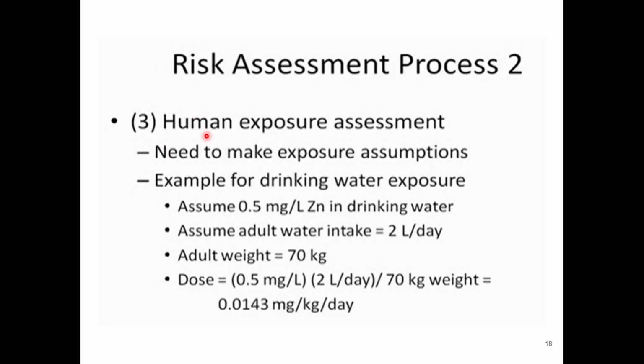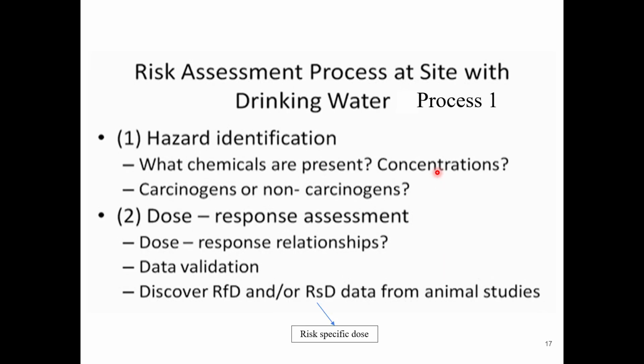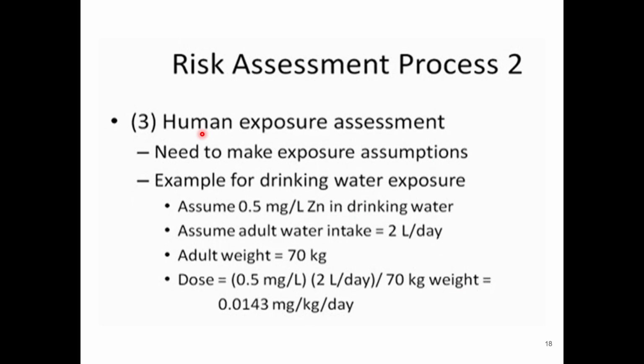The third step is the human exposure assessment. Here we need to make exposure assumptions, because sometimes we have to convert data from animals directly to humans, so some factors, such as diluting factors or error factors, have to be multiplied. Let us take an example of drinking water exposure. Assume there is 0.5 milligram per liter of zinc in the drinking water, the assumed adult water intake is 2 liters per day, and the adult weight is 70 kg.